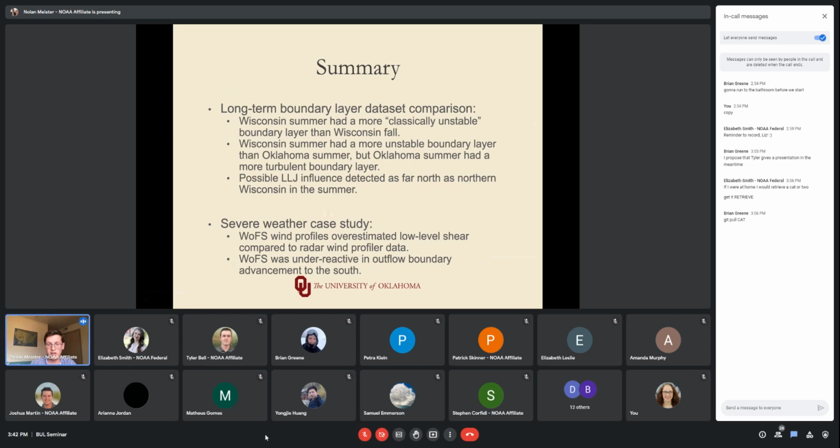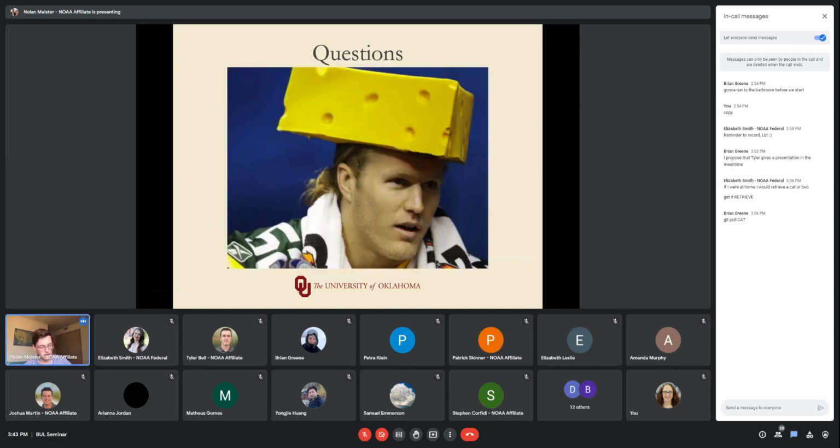And then in the severe weather case study, WAFS wind profiles initialized really overestimated low-level wind shear compared to the radar wind profiler. And WAFS was a little bit underreactive or conservative in outflow boundary advancement to the south, and then its return back to the north. Okay, now Clay Matthews and I are ready to answer questions.